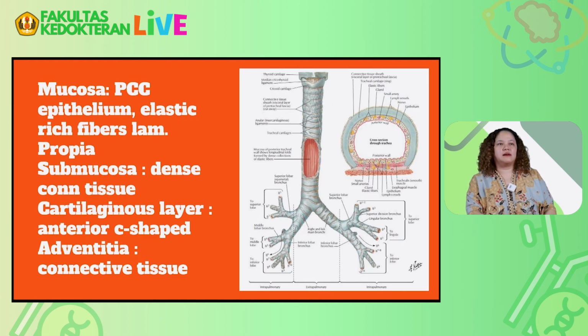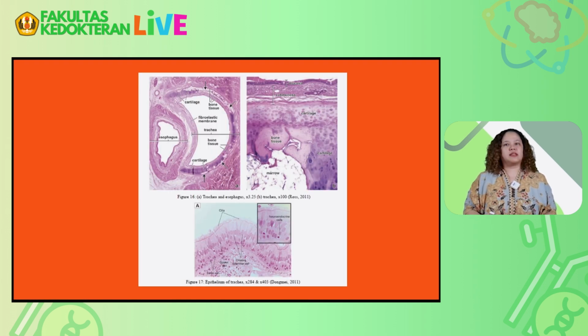In this section, you can see particularly the cartilage clearly. Posterior to the cartilage, you can find the trachealis muscle. This muscle helps in adjusting the diameter of the trachea. In the adventitia, there is connective tissue that binds the trachea to other adjacent structures. Now let's take a look at the atlas here, particularly the cross-section illustration. Here we can see the cartilage clearly.